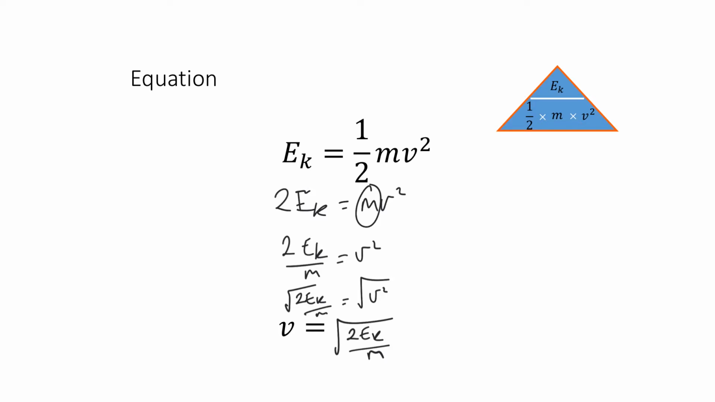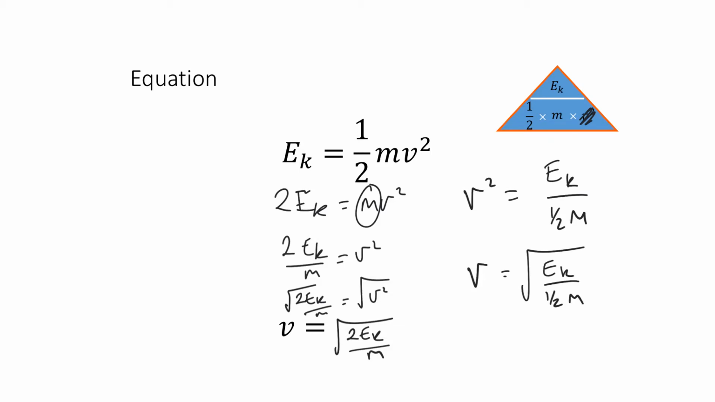This is why rearranging it mathematically is far superior than just relying on our triangle, because it wouldn't necessarily do the final step. However, it can still be used. So just like normal, you would cover up the term that you want to find. So v squared equals Ek over a half m. And then the final step is to square root both sides. So v equals the square root of Ek over half times mass. And again, you've got a 2.5 like on the previous ones, but mathematically they're exactly the same. So you can use either equation.